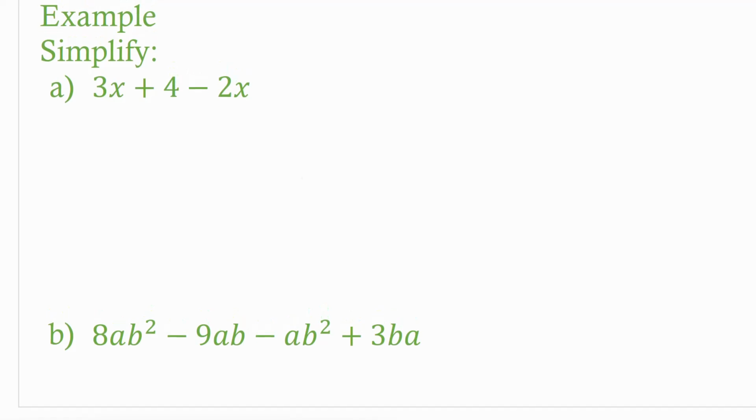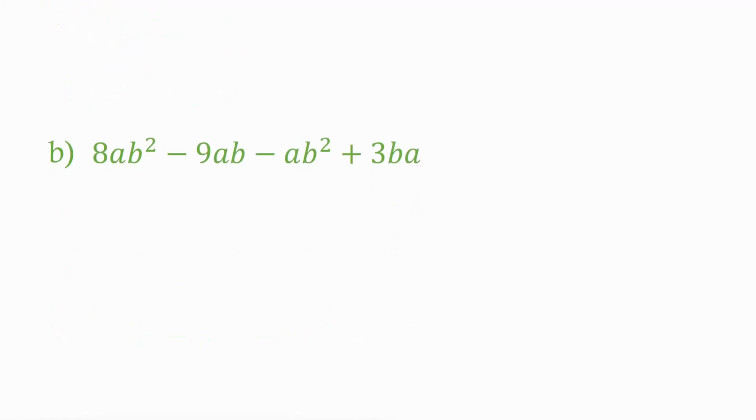So we're going to do some examples here. We have 3x plus 4 minus 2x. I think a good habit to build up is to underline or mark the like terms. So in this case, those are my like terms. So 3x, take away 2x is x. And then we have plus 4, that nothing happened to. It didn't change, so we just write plus 4.